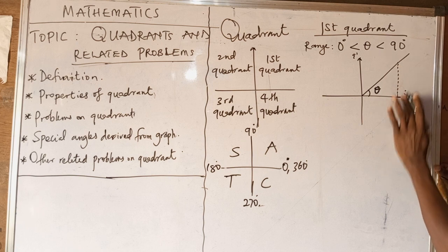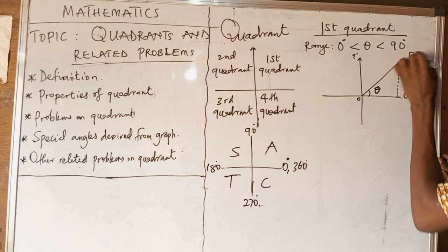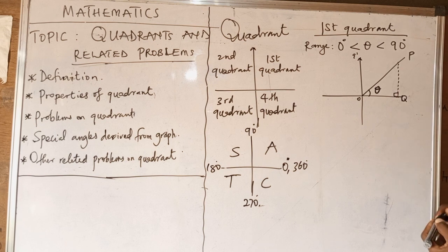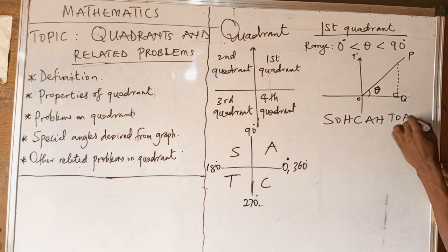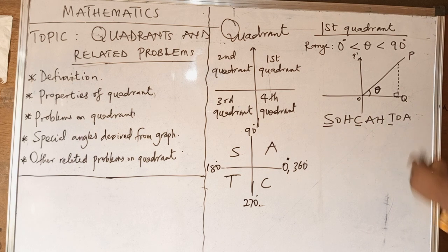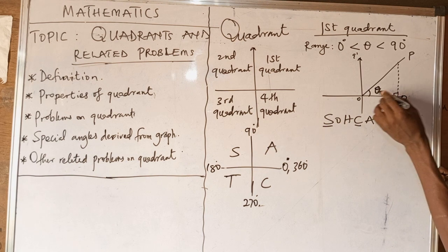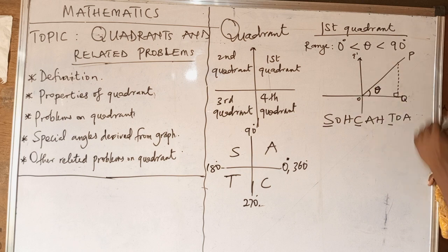So from what we have here, this is 0 degrees. Let me label this as O and P, then let's say this is Q. From this right-angled triangle that we have here, we are going to look at the three ratios using our SOHCAHTOA: sine is opposite over hypotenuse, cosine is adjacent over hypotenuse, and tangent is opposite over adjacent. So I'm going to take the ratios of sine, cosine and tangent. From what we have here, this is OP, and then OP and OQ.